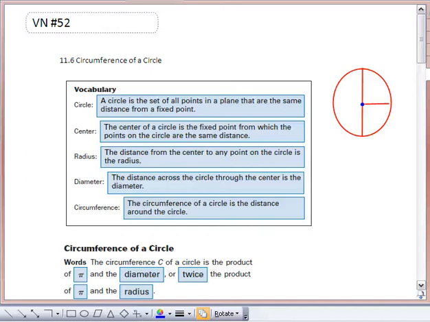Video 52, the circumference and area of circles. Let's start by defining a circle. A circle is a set of all points in a plane that are the same distance from a fixed point.